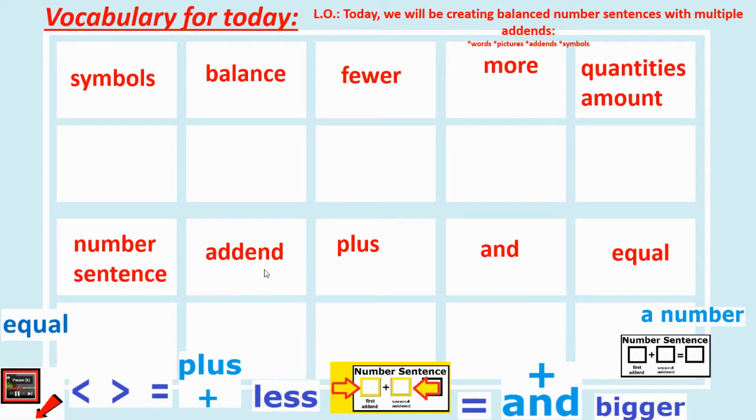Our vocabulary for today are symbols, balance, fewer, more, quantities and amount, number sentence, adding, plus, and equal. Pause this video and match the blue definitions and pictures to the red vocabulary words. After you've done that, press play and see if you got them correct.